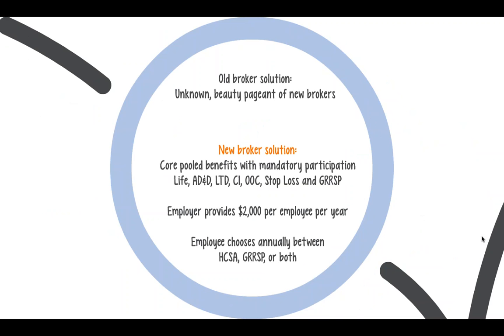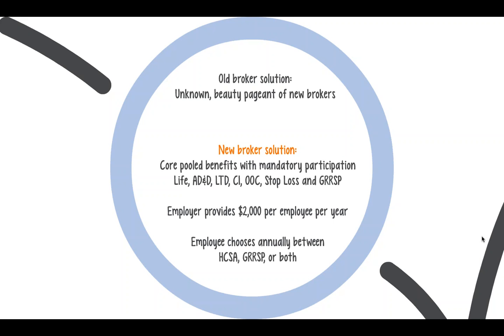So they structured the core of the plan with pooled benefits that included mandatory participation, as you would expect for these benefits in a group of this size. And that core pooled benefit plan included life, AD&D, long-term disability, critical illness, out-of-country emergency medical, stop-loss or large amount pooling, and a group RRSP.